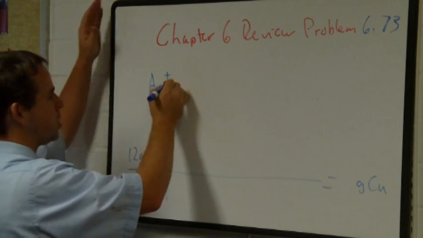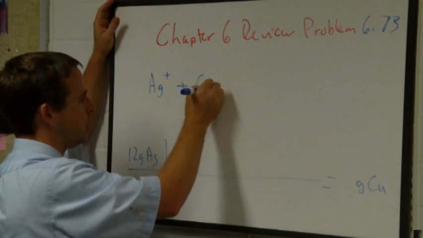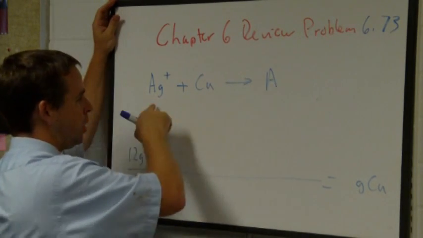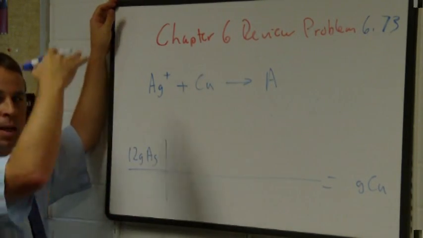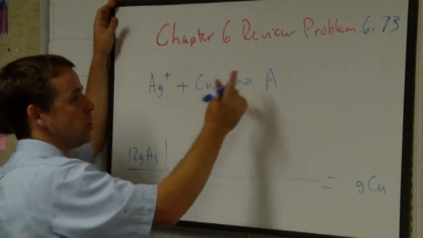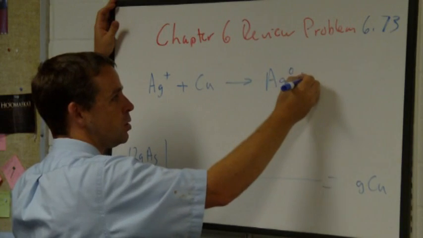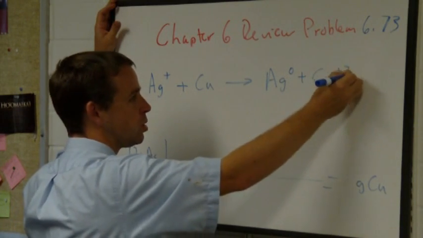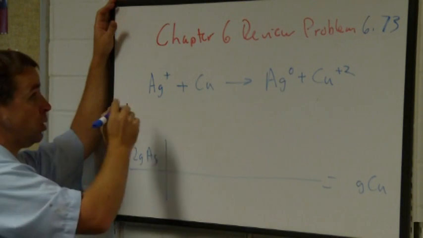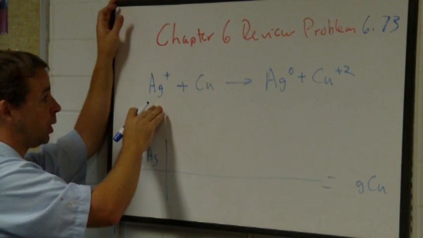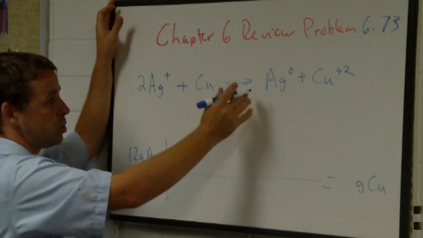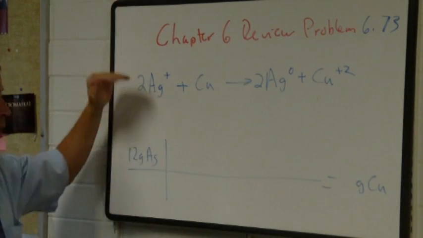And this reaction is between the silver ion and the copper, right? So the silver ion is higher in the activity series, is less active, right? So it's going to remove electrons from copper. So this is going to be Ag0, and this is going to be Cu plus 2. All right, so we see that we're going to need 2 silver ions for every 1 copper ion, right? To make sure that those charges balance, right?